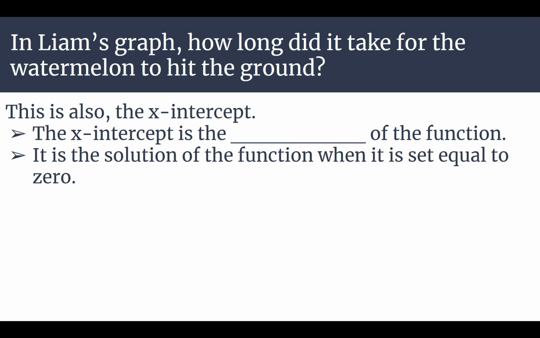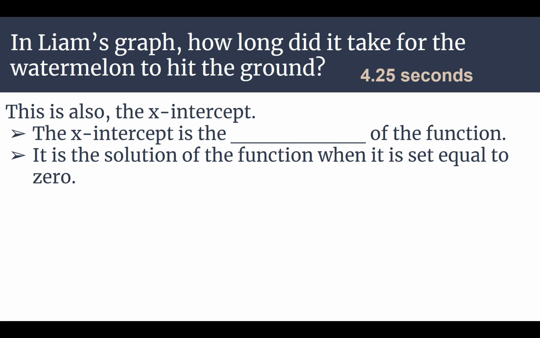All right, so in Liam's graph, I know we've kind of moved on from it, but it's still referring to the graph all the way on the left-hand side in your book right now. In that graph, how long did it take for the watermelon to hit the ground? Like 4.25 seconds. 4.2, 4.3-ish seconds. Good. Where on the graph did you look for that? Where did we find it?